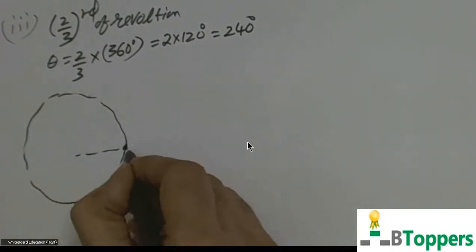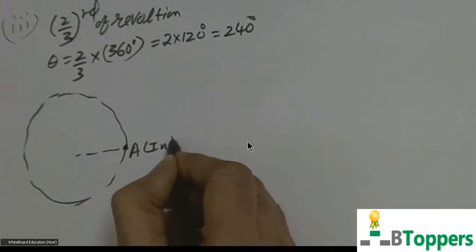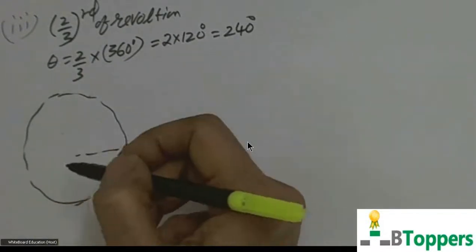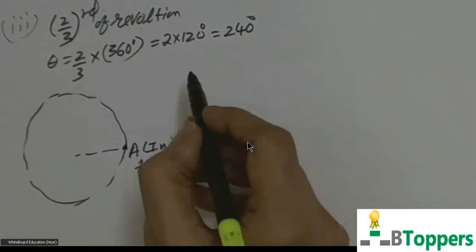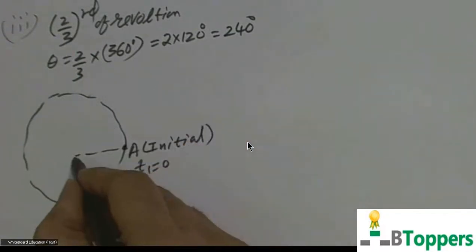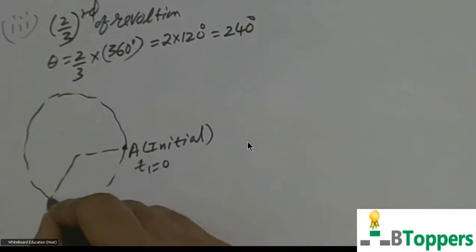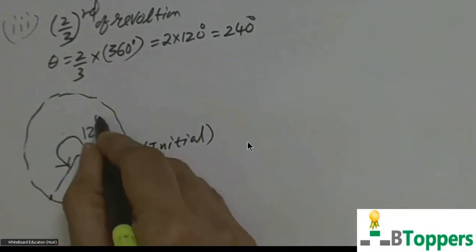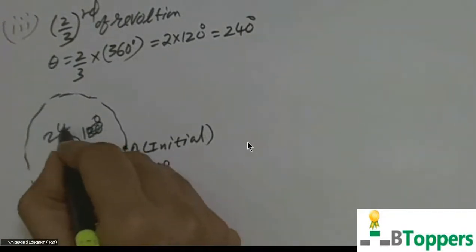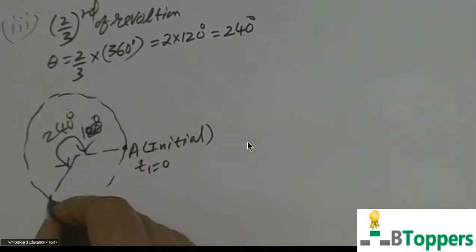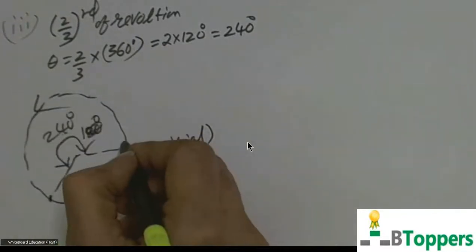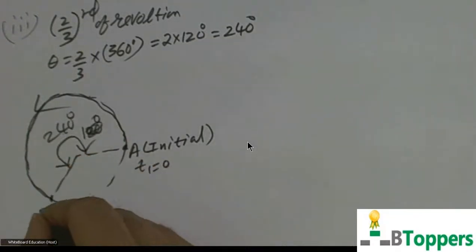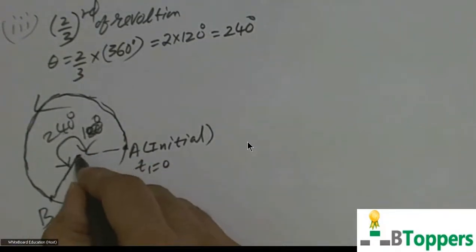So let A be the initial position of the particle, from the instant we started timing or our observation at t1 equal to 0. Let B be the position of the particle after it has completed two-thirds of the revolution, that is angular displacement 240 degrees. It has moved in the anti-clockwise direction in the figure from the point A to the point B when it has completed 2/3 of the revolution.